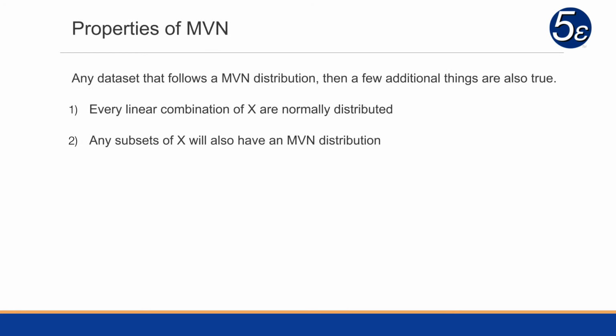So for any data set that follows a multivariate normal distribution, a few additional things are also true. Every linear combination of x is normally distributed. So theoretically, if we have multivariate normal distribution, any subset of x or any linear combination of x will be normally distributed. And that's important because it means that if you have 6 columns that are MVN, you could take 3 and 3. Those should be multivariate normally distributed.